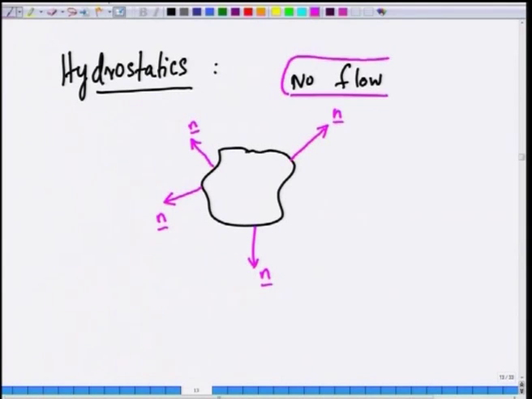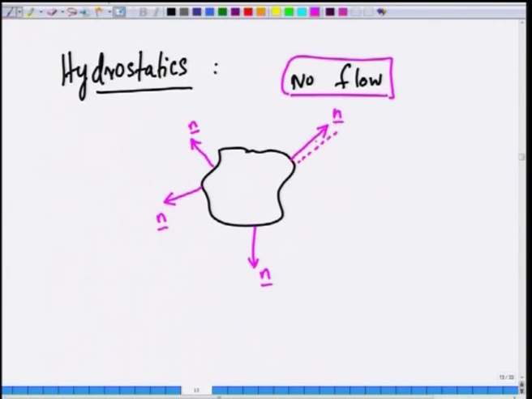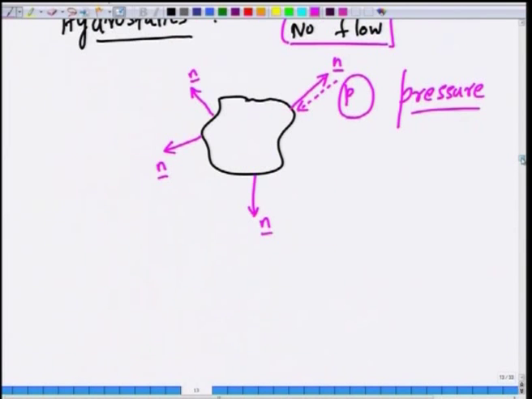So, by restricting to no flow conditions, we can make an important conclusion that the forces acting on any arbitrary fluid element are purely normal. That normal force is usually compressive in nature, that is, it acts in the direction of minus n, and the magnitude of the normal force is actually the pressure in the fluid. So, the fluid surrounding an arbitrary fluid element exerts a surface force that acts in the direction of minus n, that is, it acts inward and tends to compress the fluid element.